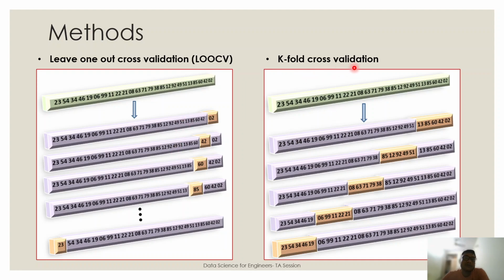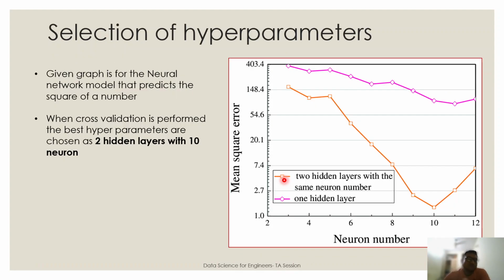With the help of the k-fold cross validation method, it reduces your time by about five times. Even if you get a lesser accuracy, but within a small amount of time, then it's fine. So there is always a trade-off between time and accuracy. So that is called k-fold cross validation. Moving on, this is one example of selection of hyperparameter.